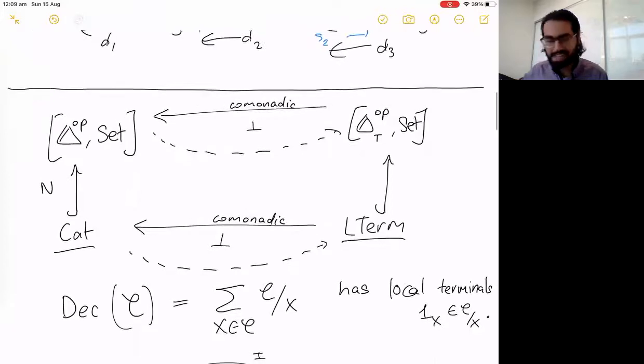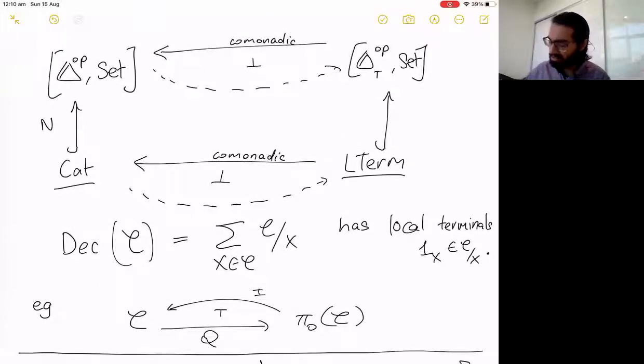And recall that taking the decalage of a category, the new category that you get is the sum over the slice categories of your original category. And also that the terminal objects in each of your connected components are actually the identities of the object corresponding to that slice.